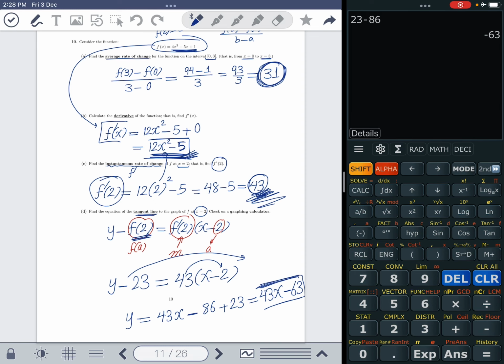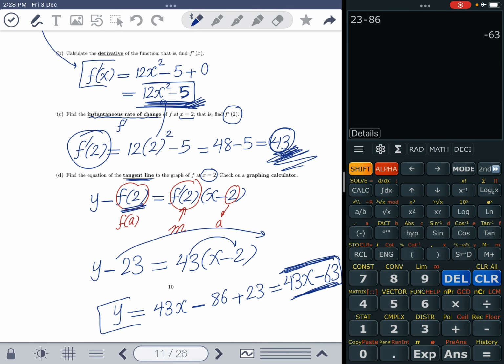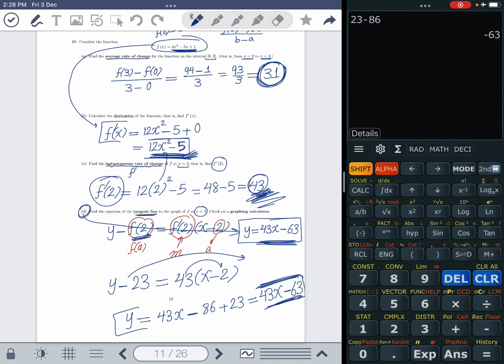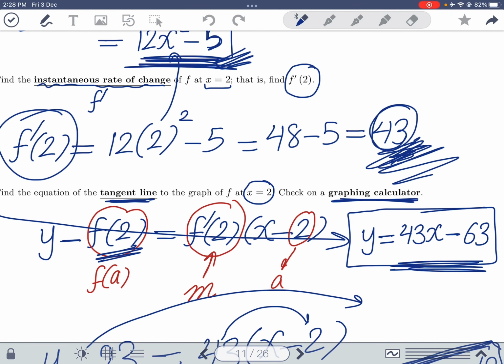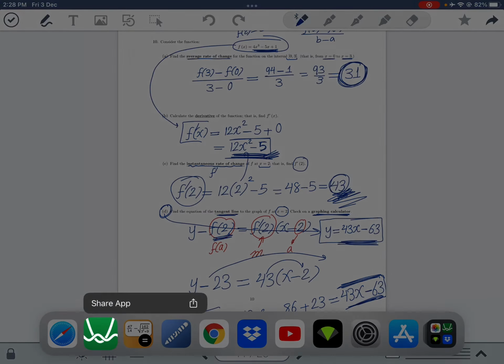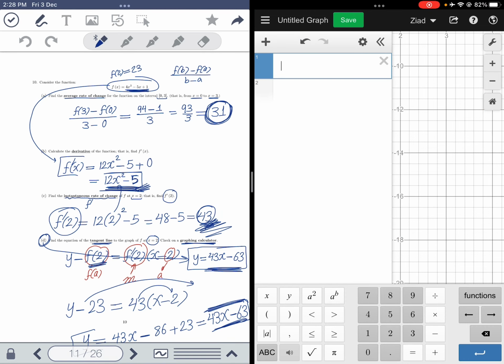Perfect. So we claim that this will be the equation of the tangent line, y equals 43x minus 63. I'll write it here in a small place so you can see it clearly. y equals 43x minus 63. This is the equation of the tangent line, so the solution to D. And we can check all of this on a graphing calculator, like it's asking us, check your answers on a graphing calculator. We can check all of it. So first we draw the graph of it. It's 4x cubed minus 5x. So let's take this out and do the question.